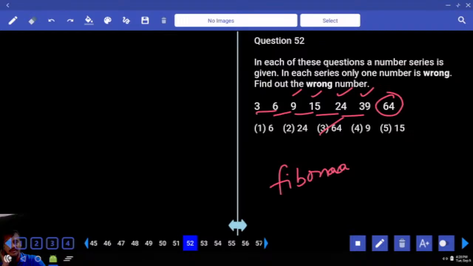This is what we call the Fibonacci series. Every number starting with the third number is the sum of its previous two numbers. 3 plus 6, 9. 6 plus 9, 15. 9 plus 15, 24. 15 plus 24, 39. 24 plus 39, 63.